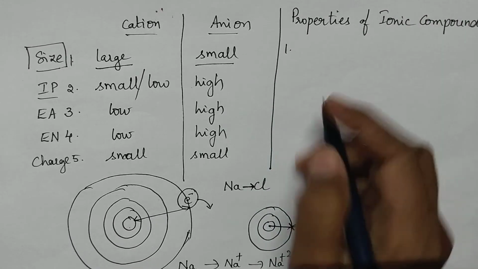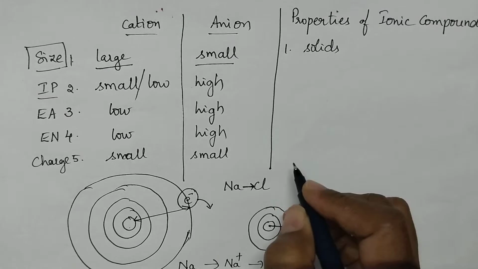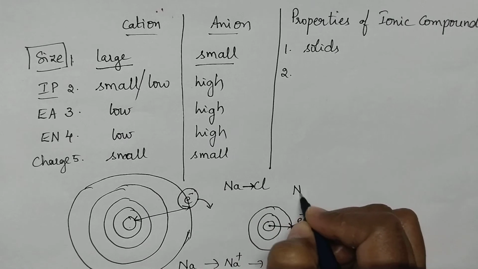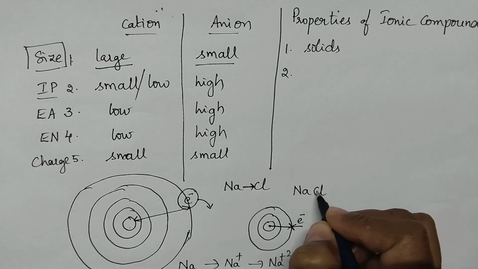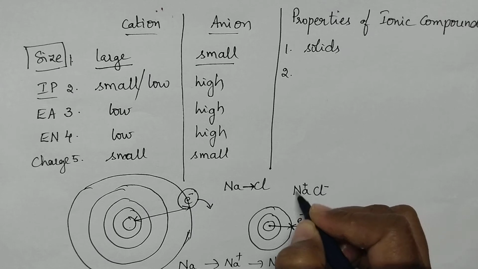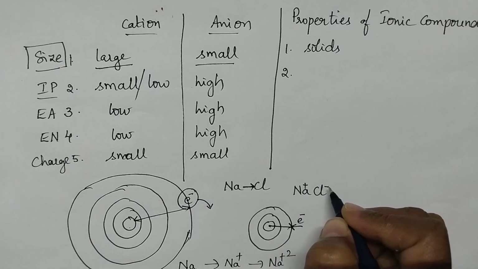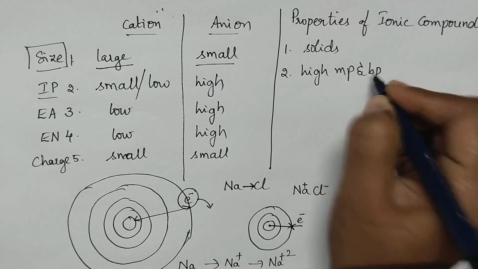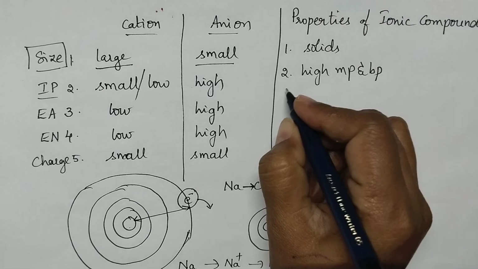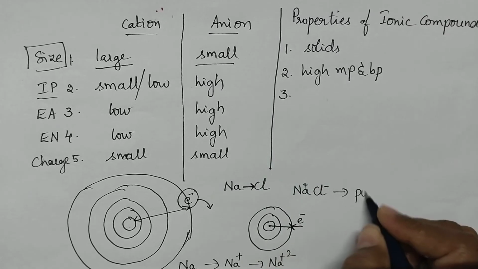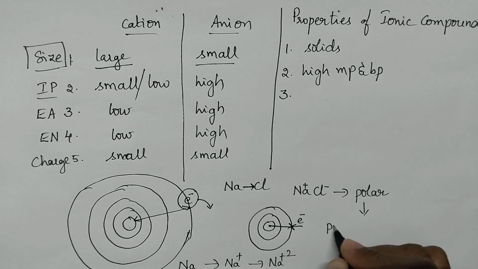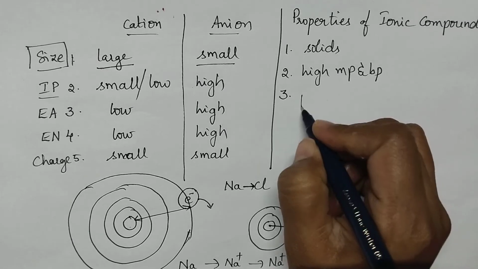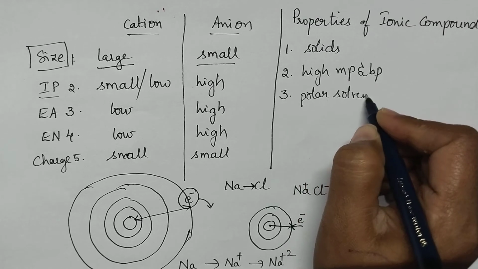Coming to the ionic compounds, generally they are solids at room temperature. A good example of an ionic compound is NaCl. In NaCl, there is a strong electrostatic force of attraction between Na+ and Cl- ions. With the result, these ionic compounds have high melting and boiling points because of the strong electrostatic force of attraction. Because of the polar nature, these ionic compounds are highly soluble in polar solvents like water.